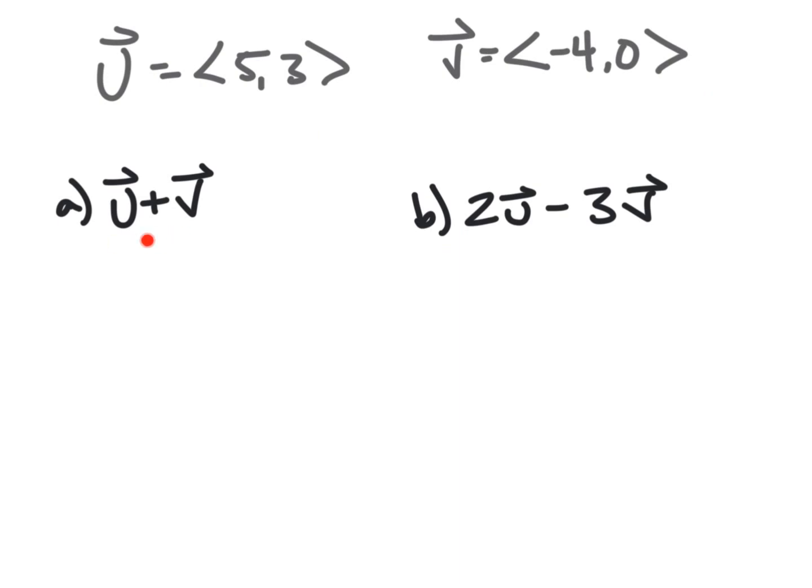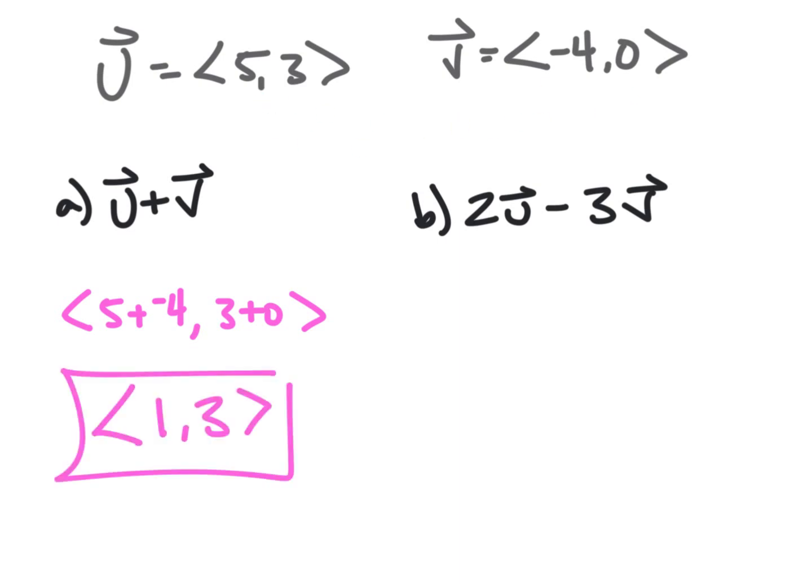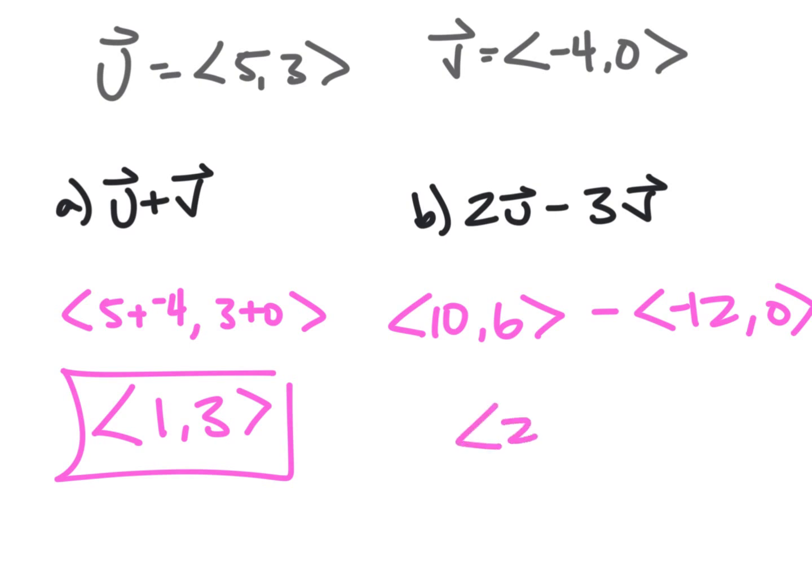We have a new vector u plus v made up of u and v. So we'll just add together the corresponding x's and the y components. And we get that u plus v has components 1 in the horizontal and 3 in the vertical. All right, in the next round we have 2u minus 3v, so I first start by just multiplying these by 2 and these by 3. It gives me 10, 6 minus 12, 0. So 10 minus negative 12 is 22, and 6 minus 0 is 6.